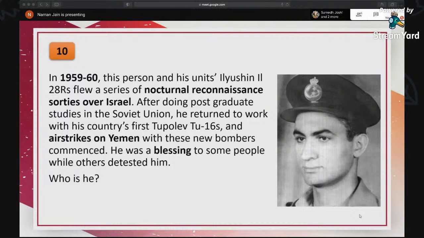And read the last line carefully. He was a blessing to some people while others detested him. There is a reason why I put this line there. He was a blessing to some people while the others detested him. So who is this person?